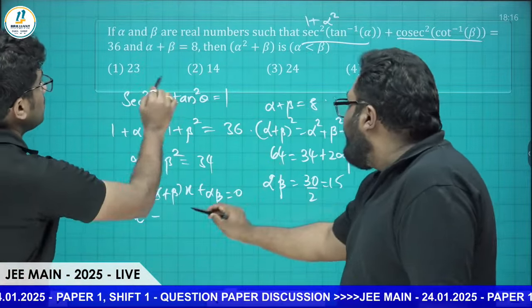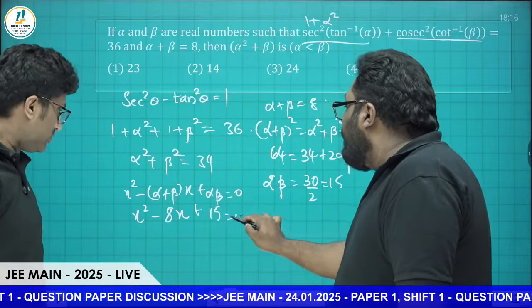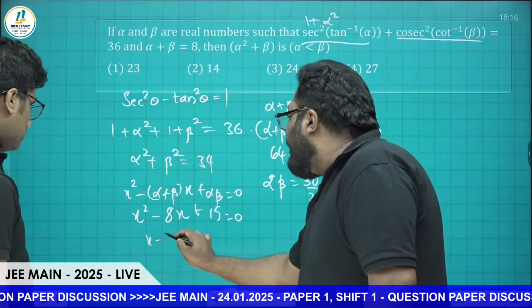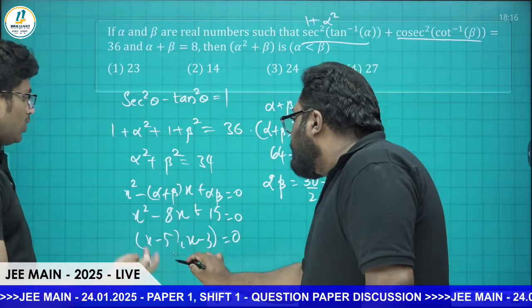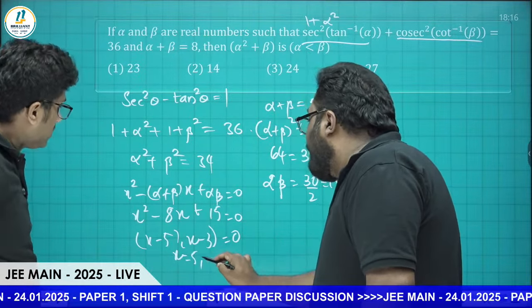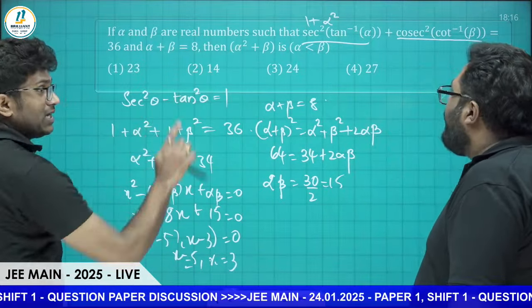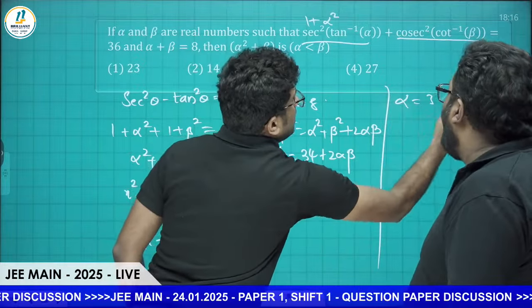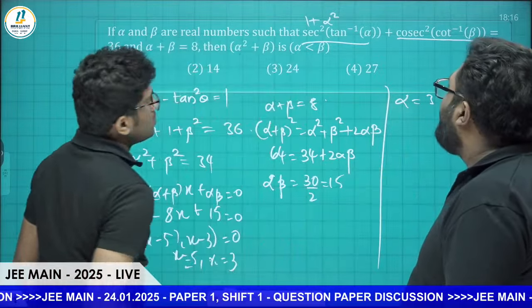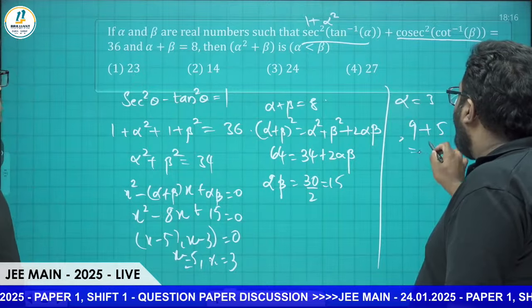x squared minus 8x plus 15 is equal to 0. So that is 5 and 3, so (x minus 5)(x minus 3) is equal to 0. So one root will be 5 and one will be 3. Now check which is alpha, since they have given alpha less than beta. So alpha will be 3 and beta will be 5. So alpha squared is 9, plus 5 plus... which is equal to 14.